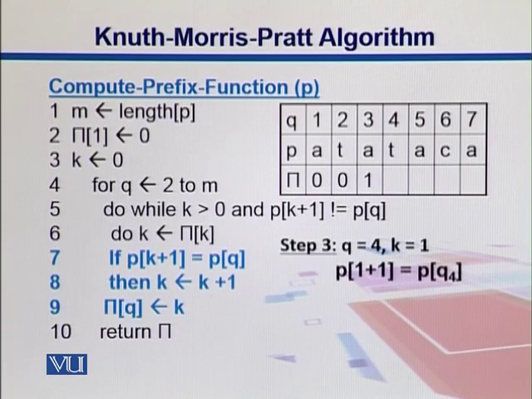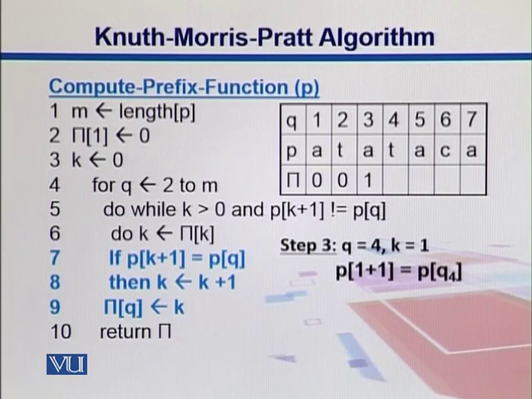Now we are in step 3. As we saw in the previous step, our k was 1, and right now q is incremented in the for loop, so q becomes 4. We are comparing P of k plus 1, which is P of 1 plus 1, and is it equal to P of q, which is P of 4? Yes, it is.